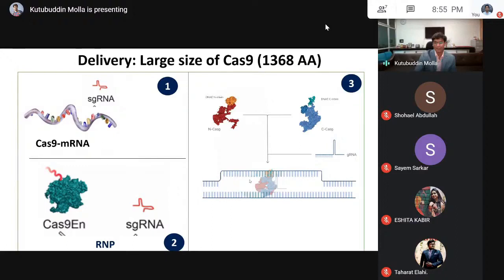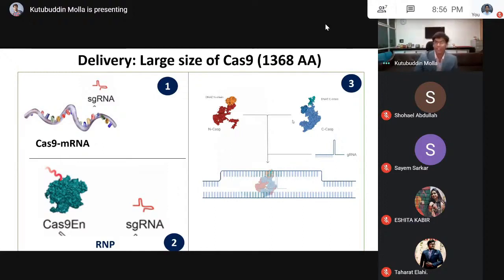Another very intelligent engineering approach is that you can split the Cas9 into two pieces. The coding DNA is split into two pieces, one inserted into one AAV vector, a virus, and the other piece into another virus. Then you co-infect the human cell with both viruses. Inside the cell, the protein pieces are formed separately and then come together to form the whole Cas9, which then goes to the target site.